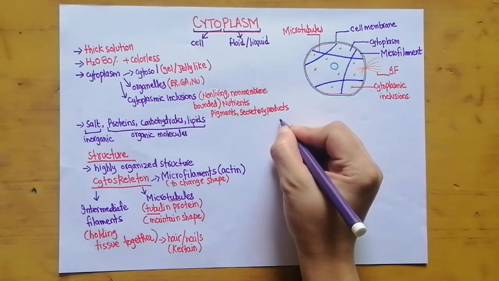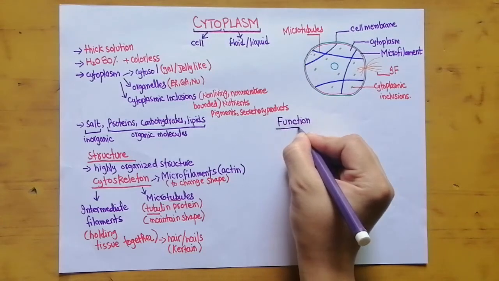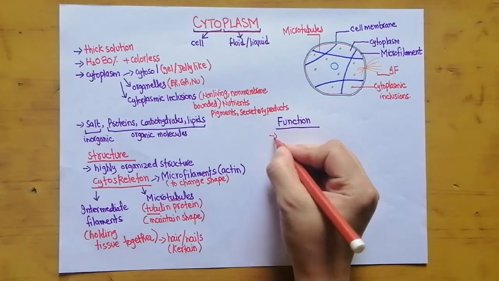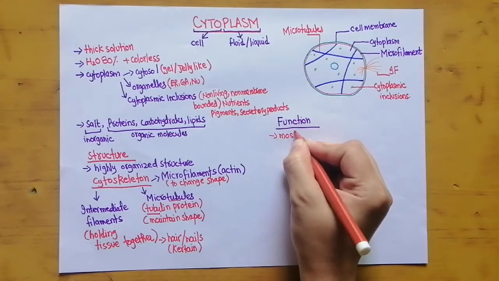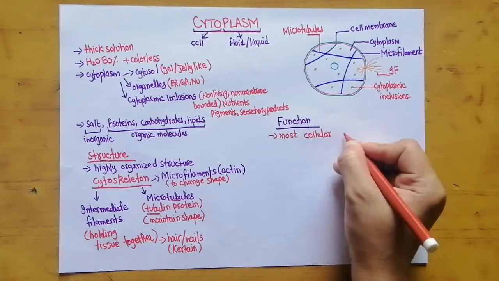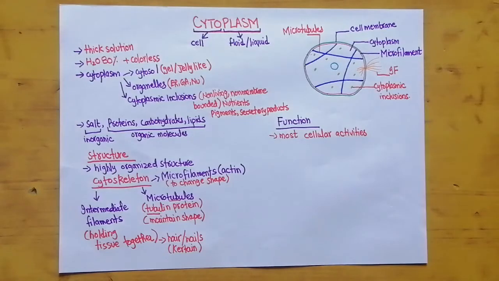Let's talk about the function of cytoplasm. The main function of cytoplasm is that most cellular activities take place inside the cytoplasm. For the cellular activities to take place, water is very important, and we know that 80% of cytoplasm is made up of water. So it is the best site for the cellular reactions to take place.